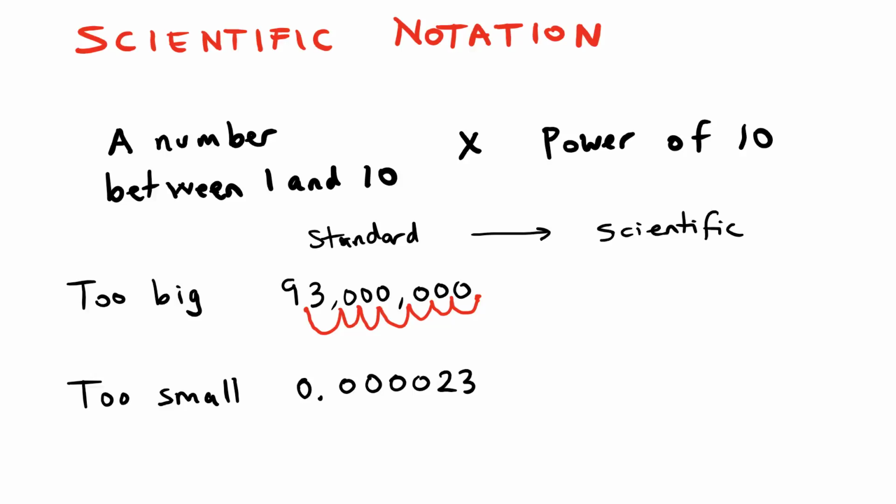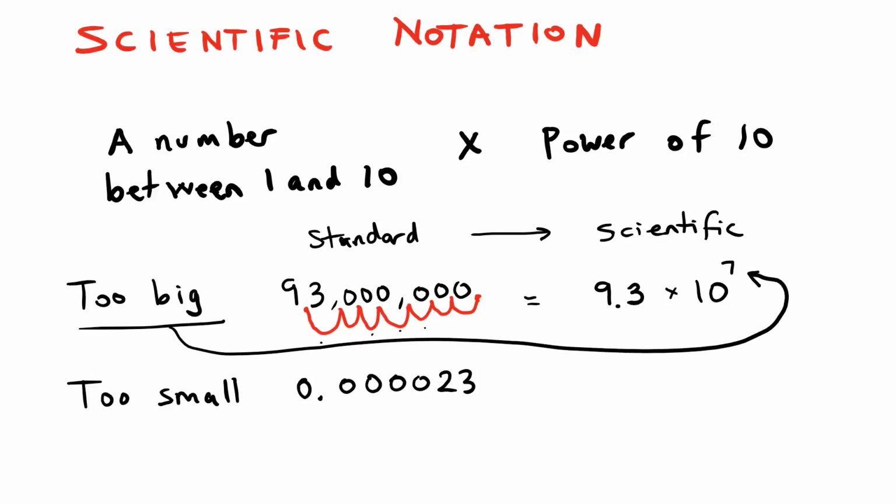So my number is going to be equal to the scientific notation of 9.3. I'll just write all the non-zero numbers, times 10 to the power of, I moved the decimal point 1, 2, 3, 4, 5, 6, 7 times. So it's going to be 10 to the power of 7. When the standard form of the number is too big, you will have a positive power. So if it is too big of a number, then you will have a positive power for 10.